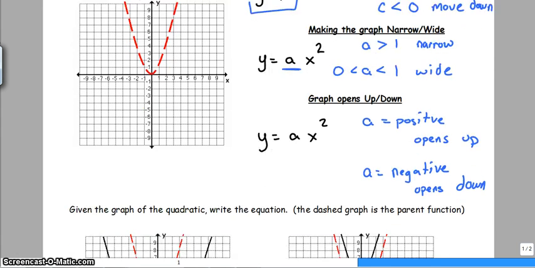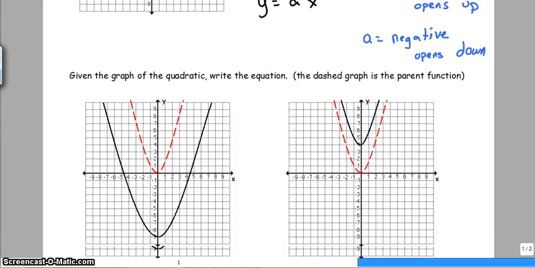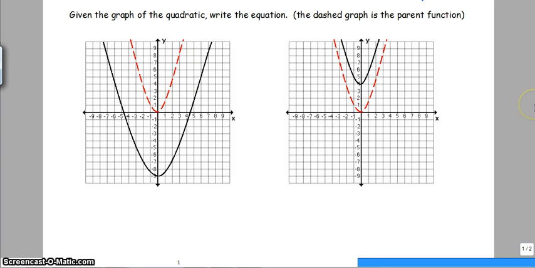Let's take a look at two very quick examples. For both of these, all we're doing is moving the parent function up or down. In this case, the red dashed line is my parent function, y equals x squared, on both problems. This one is the same shape. I haven't made it wider. I haven't made it narrower. I haven't changed it from opening up. It's still opening up, not down.